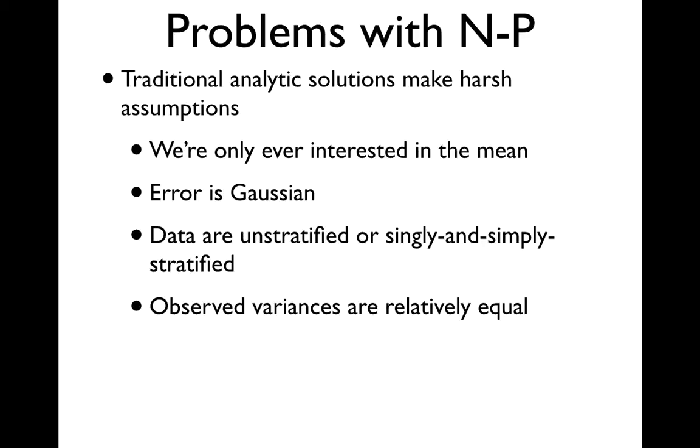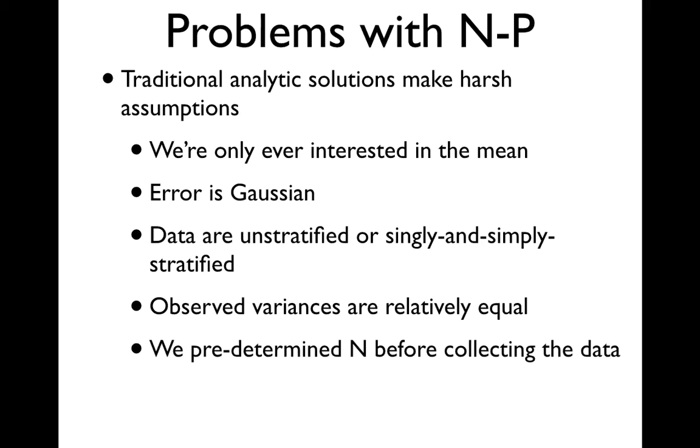Observed variances are assumed to be relatively equal. You might remember from your traditional stats exposure that you can do a test for homogeneity of variance, and there are some corrections to the t-test if that test suggests you have different variances. But the core thing is that the traditional mathematical tools make this assumption, and you have to run around trying to fix things if that assumption isn't met.